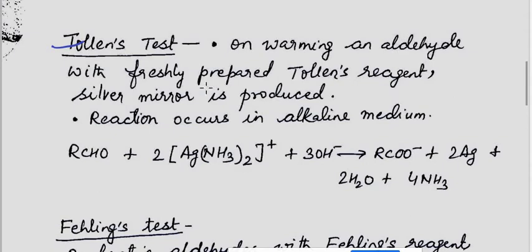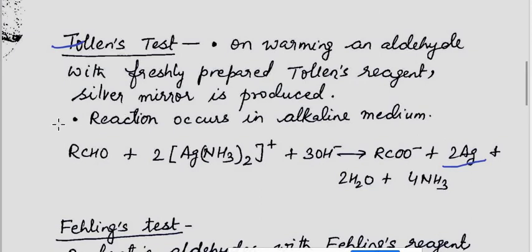On warming an aldehyde with freshly prepared Tollens reagent, a silver mirror is produced. If you take a little sample of an aldehyde in a test tube, add a few drops of freshly prepared Tollens reagent to it, and warm it on a water bath, you will get a silver mirror. The silver mirror is seen on the wall of the test tube, and it is due to the formation of silver over here.